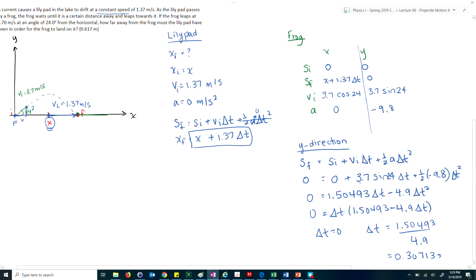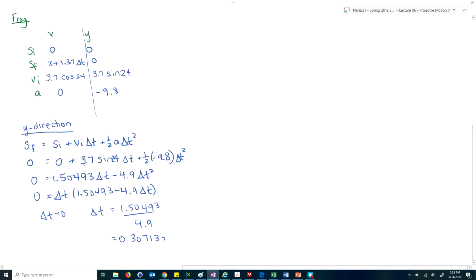So what I'm going to do is move on to the X direction. So if I look at the X direction now, I'm looking to solve for this X that's over here. Okay, so I still have the same variables as before, S initial, S final, V initial, and A, and this time I also know delta T. So I'm going to use the same kinematics equation that has all those variables, S final equals S initial, plus V initial delta T, plus 1/2 A delta T squared, and I'm going to plug in everything that I know.